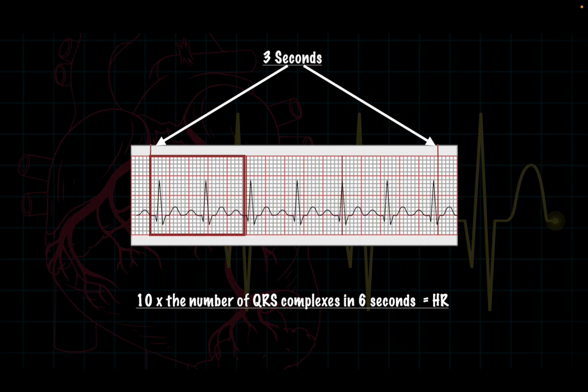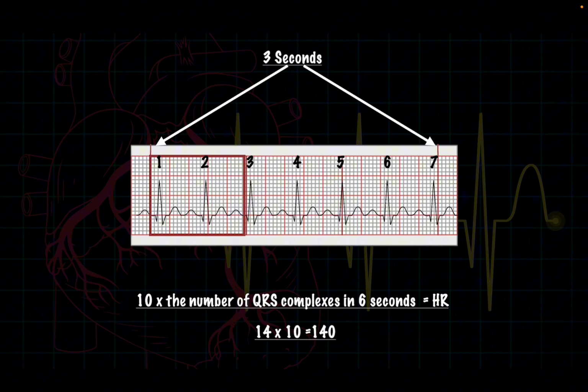Now, let's throw a QRS complex in here and go ahead and practice with this. So we got a 3-second strip, and we need to count for 6 seconds. So if we count these complexes, we got 1, 2, 3, 4, 5, 6, 7 complexes. Providing this was a 6-second strip, that would be 14 complexes. 14 times 10 is 140. So this patient would be tachycardic.